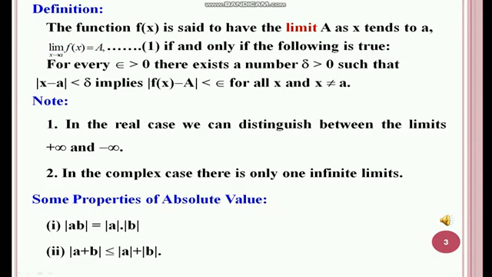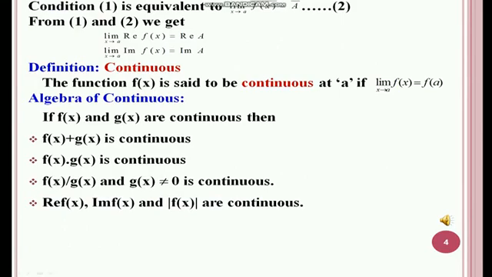Some properties of absolute value: |AB| = |A| |B|, and |A + B| ≤ |A| + |B|. Condition 1 is equivalent to limit x tends to a of conjugate of f(x) = conjugate of A, consider this as equation 2. From 1 and 2 we get limit x tends to a of real part of f(x) = real part of A, and limit x tends to a of imaginary part of f(x) = imaginary part of A.